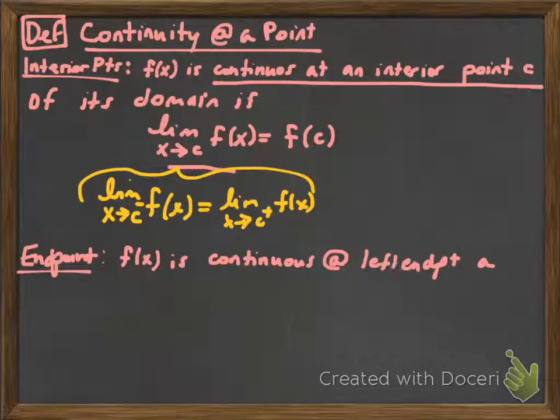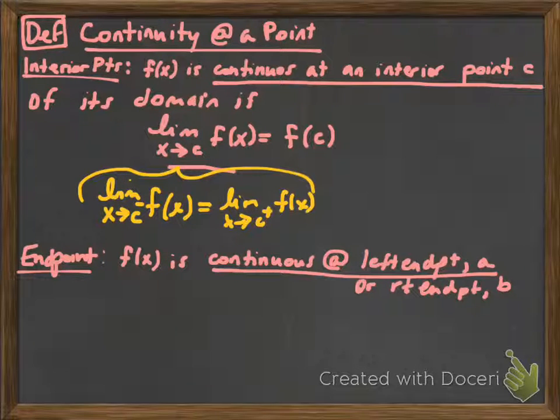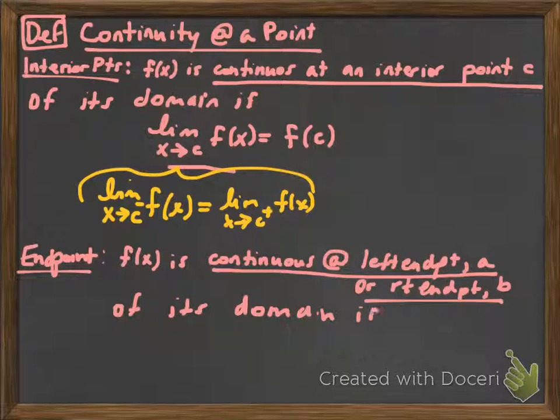and that, if you think about it, complies with what we talked about last year. With our intervals, we always used A, B as our first, and we will continue to use those two points. At left endpoint A or right endpoint B, and again, the continuous at bit is underlined, is bold, so you can underline it in your notes, of its domain, if the limit as x approaches a from the right of f of x.